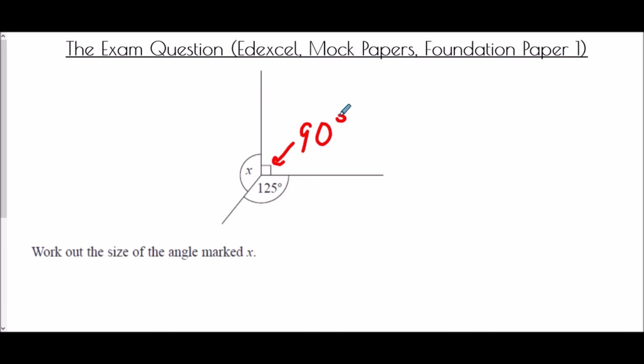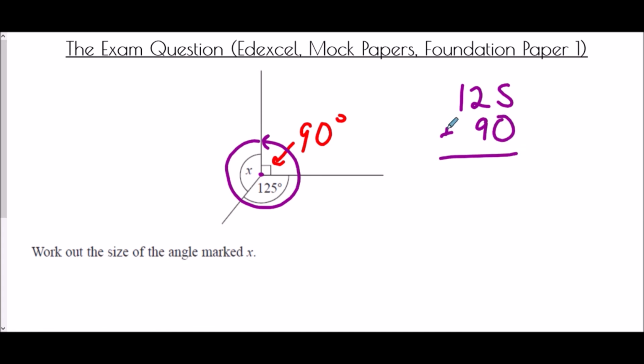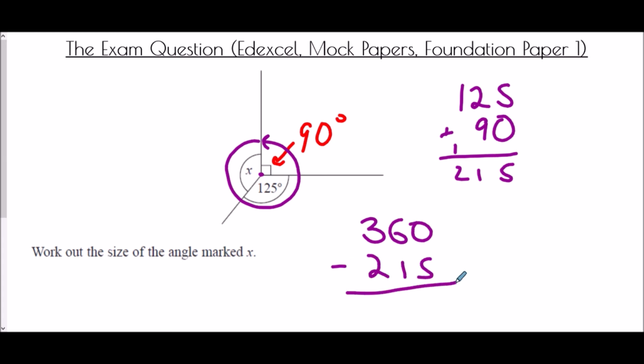If we have a look at the diagram, in total, this is creating a full turn. All of these angles are meeting at a single point, and therefore they must add up to 360 degrees. And so first of all, I'm just going to add together the two angles I already know, so that is going to be 215, and because they must add up to 360, I'm then going to subtract that from it. And so what I have is 145 degrees.